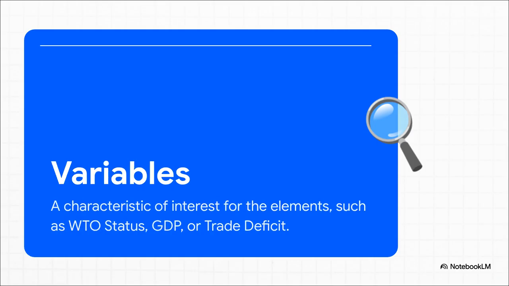So if the rows are our subjects, what about the columns? Well, those are our variables. A variable is just a specific characteristic we're interested in for each element. It's the clues we're collecting, right? Things like their WTO status, their per capita GDP, or their Fitch rating. Each column is a different piece of evidence.